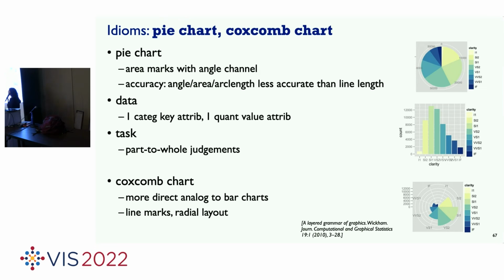Well, what if we did the other thing? What's called a coxcomb chart, which is a more direct analog to a bar chart, is where we've got a mark and we are encoding data with the length of the mark, and you're just laying these marks out radially. It's as if you took a bar chart and wrapped this axis around in a circle. So is this a good idea? Why is it that hopefully you don't see these so often?